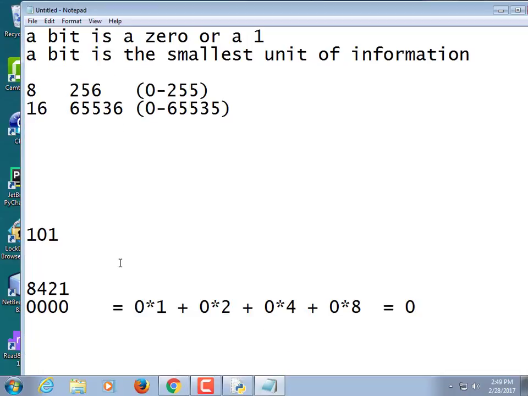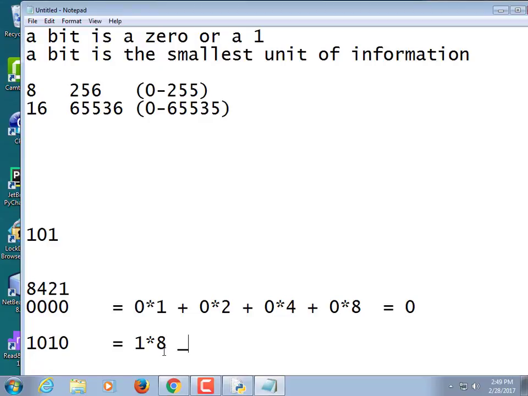How about 1010? How many 1s are there? Or you could do them in the opposite order. You don't have to start at the 1s. You could start at the 8s. Let's do that. How many 8s are there? There is 1 8. 1 times 8.